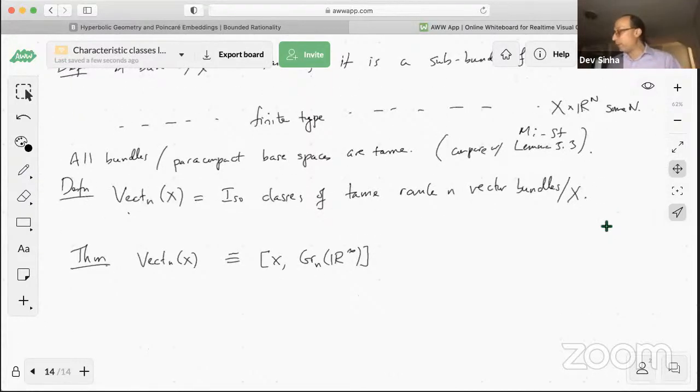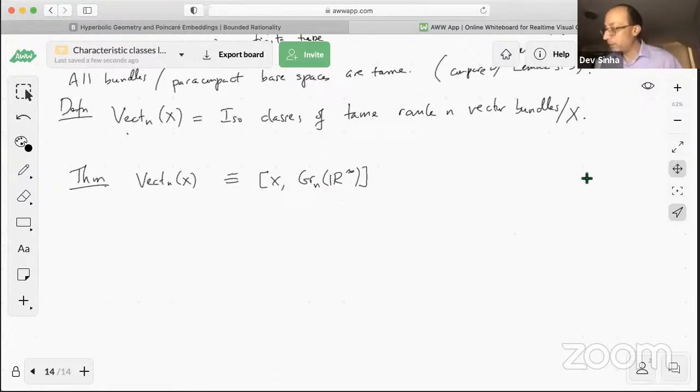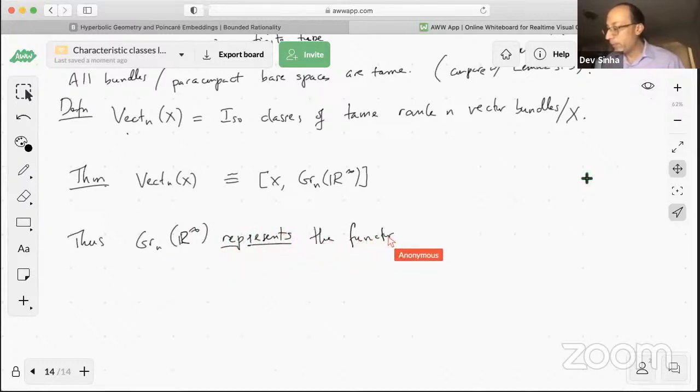This is called a representability theorem. The way to say this is that Gr_n(R infinity) represents the functor Vect_n.